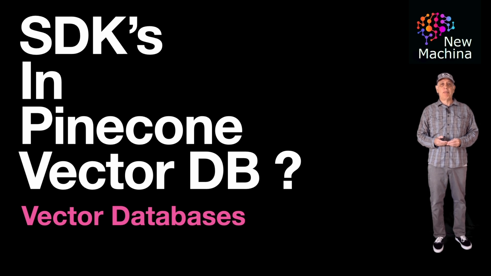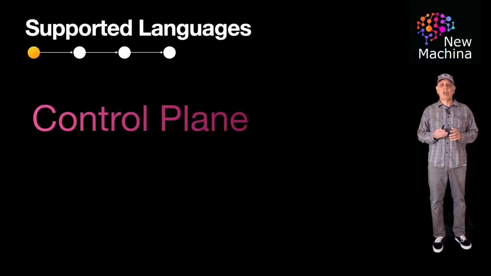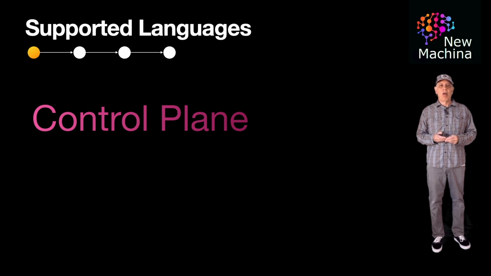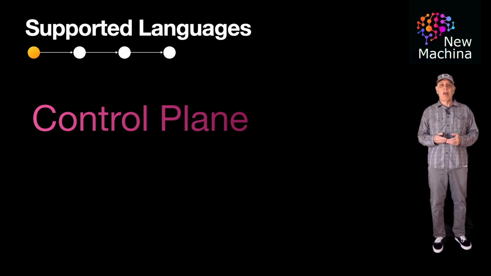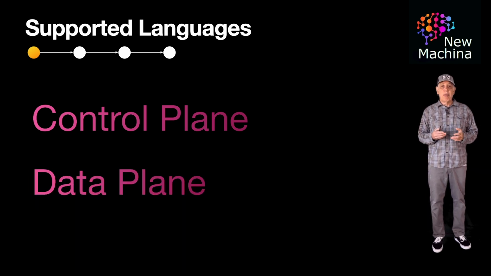Pinecone's SDKs enable clients to interact with Pinecone's control and data planes. What is a control plane? Well, the control plane in Pinecone manages the configuration, administration, and orchestration of Pinecone resources such as indexes and collections. After hearing this, you probably have a sense of what the data plane is. The data plane handles the actual vector data operations such as upserts, queries, fetches, deletes, etc.